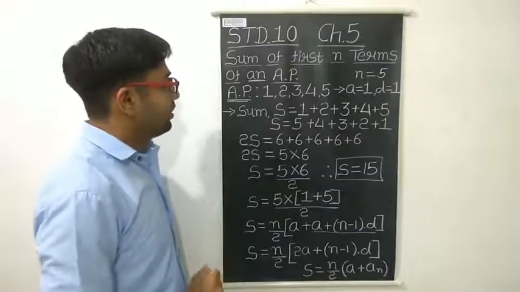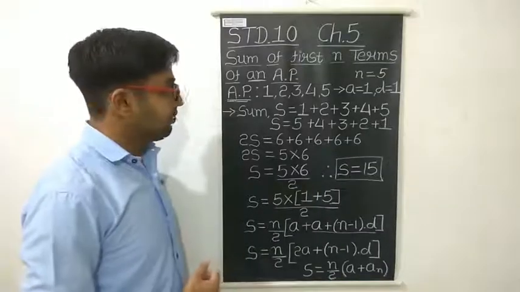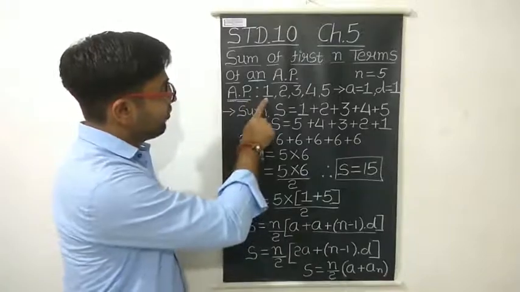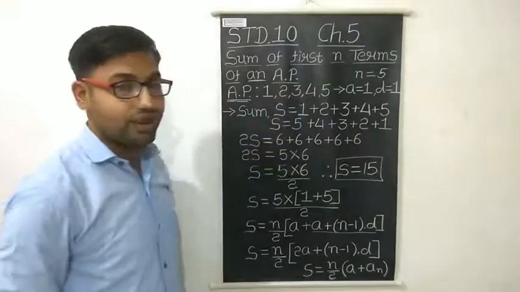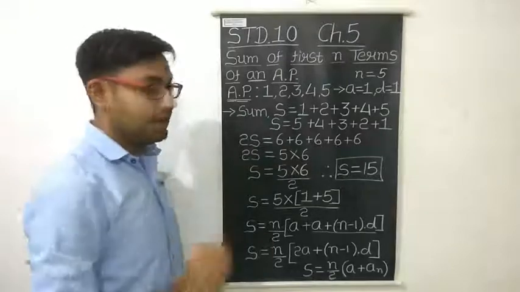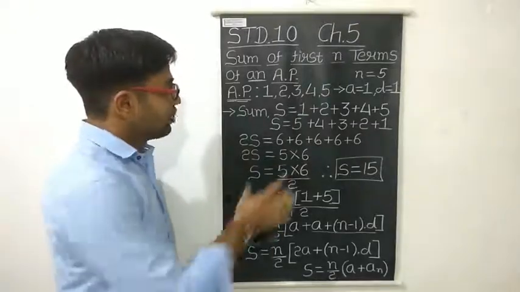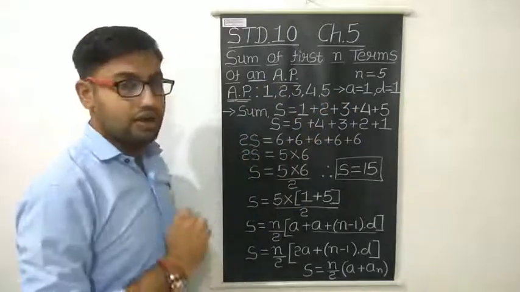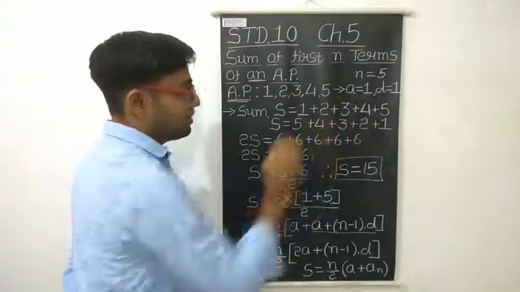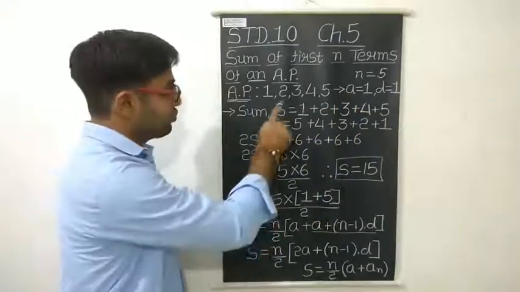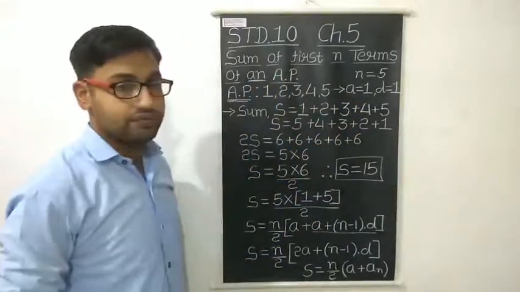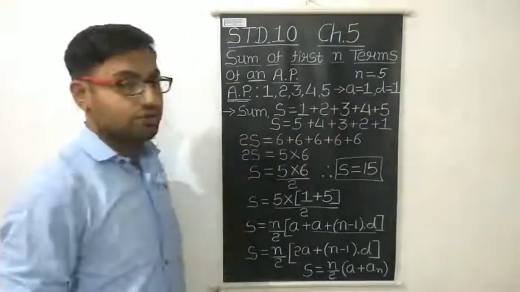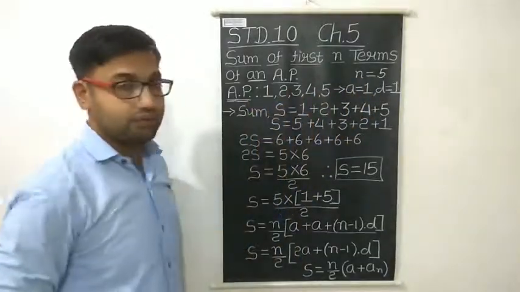Okay, so let us take one example and understand this. Let us take an AP in the form 1, 2, 3, 4 and 5. Only 5 terms currently we are considering. For this AP, what is A? A is 1, the first term. And what is the difference? The difference is also 1 because 2 minus 1 is 1. And how many terms are there? The number of terms n is equal to 5. 1, 2, 3, 4, 5.